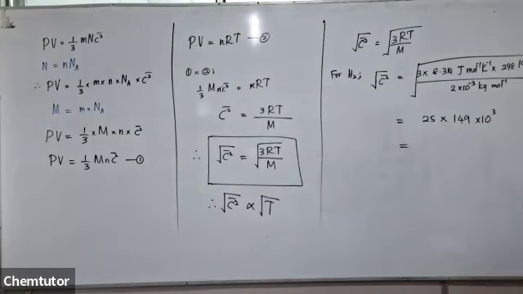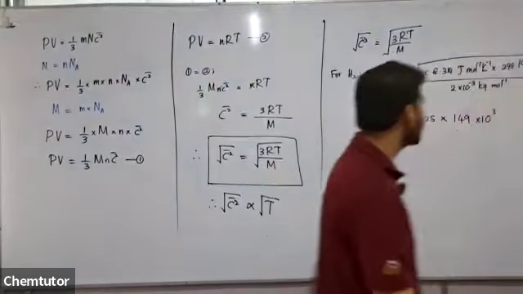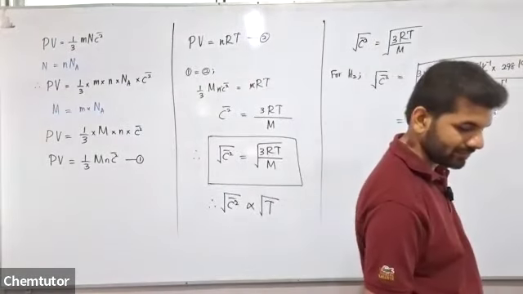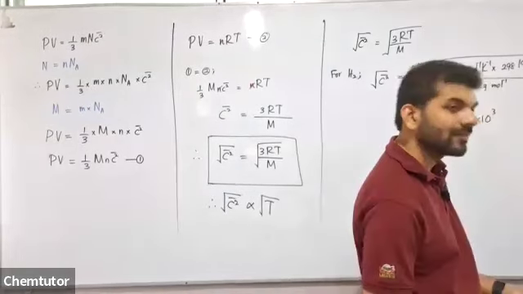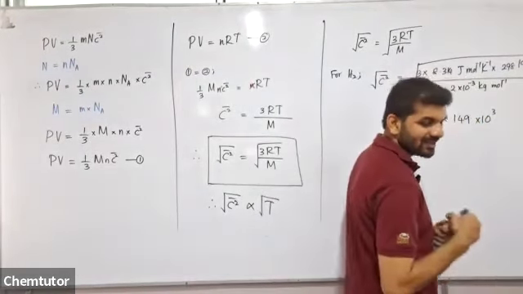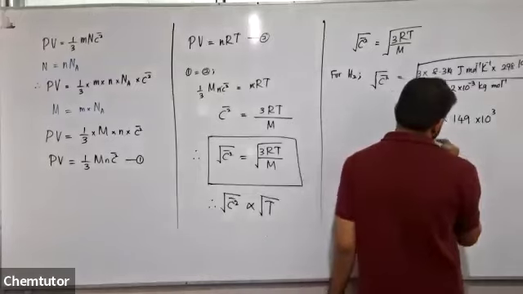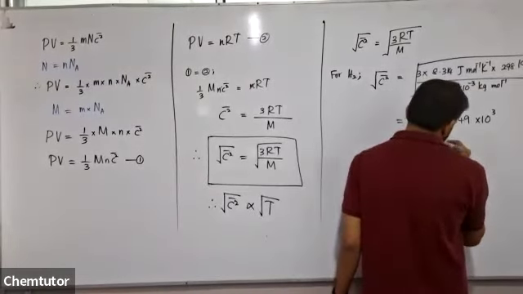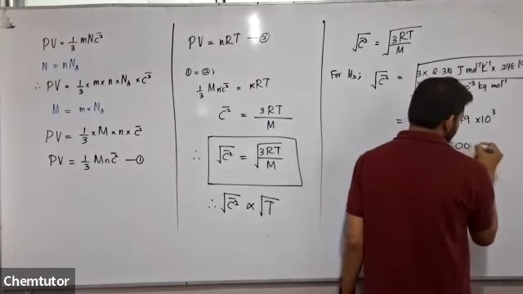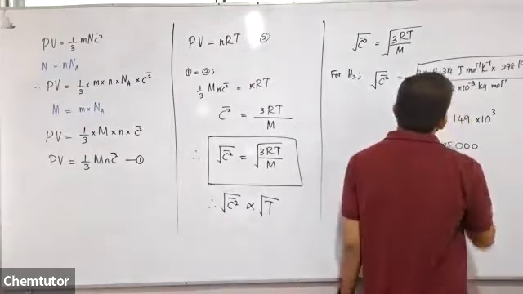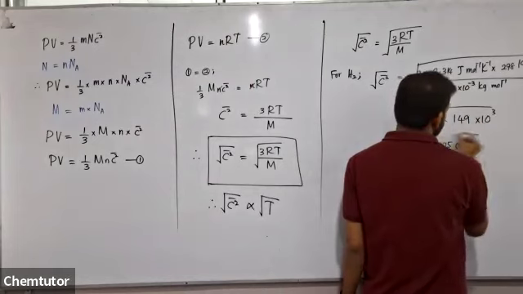Come on, what's the answer? You just need to multiply 149 by 25. It's 3,725. Into 10 to the power 3, that means 3 zeros. Right. Then we need to get the square root of this.